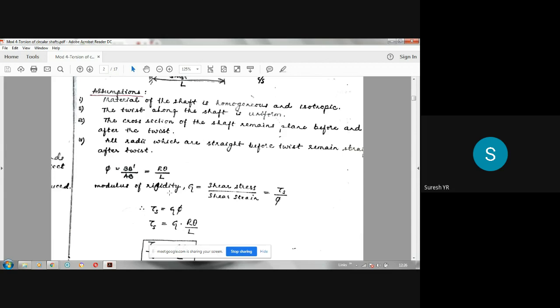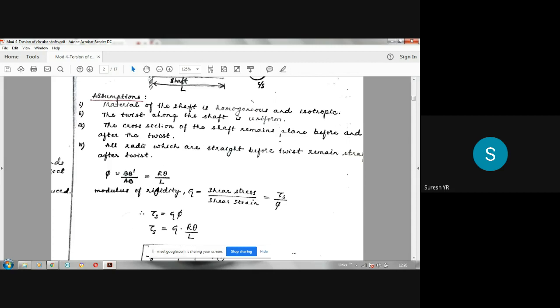So G is equal to, what is the definition of shear modulus? Within elastic limits, it's the ratio of shear stress to shear strain. So the shear stress here is tau s. We will consider the maximum shear stress. So tau s is the maximum shear stress at the boundary of the shaft, divided by the shear strain phi. So G is nothing but tau s divided by phi. Therefore, tau s is equal to G into phi.